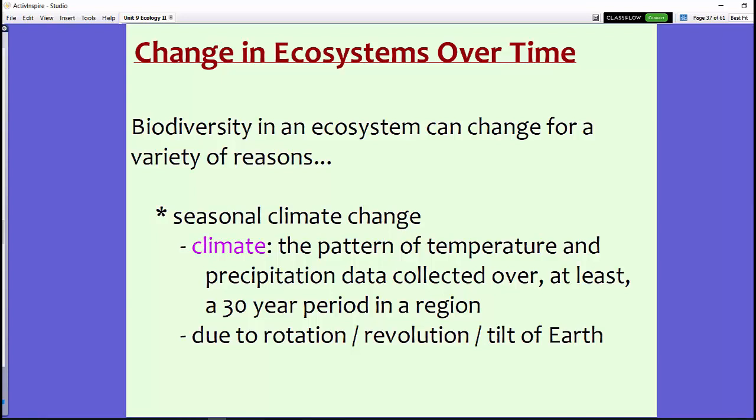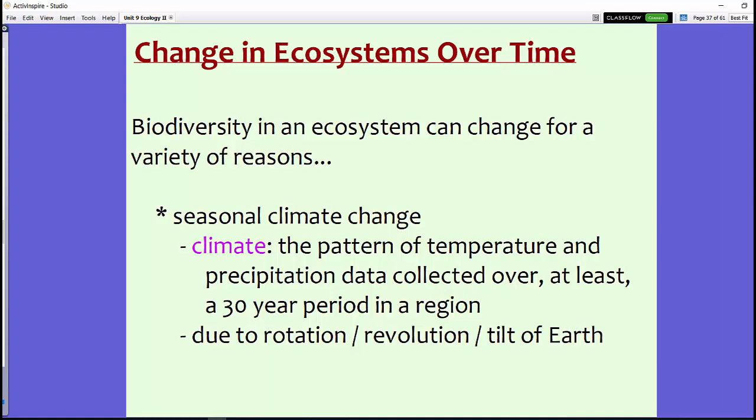Climate is really all this data over 30 years, so it's a span of data. So seasonal climate change can happen because of the rotation, revolution, or the tilt of the Earth. So we have different seasons. It might be winter time, it might be summertime.